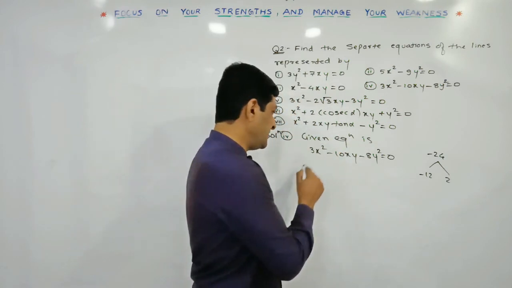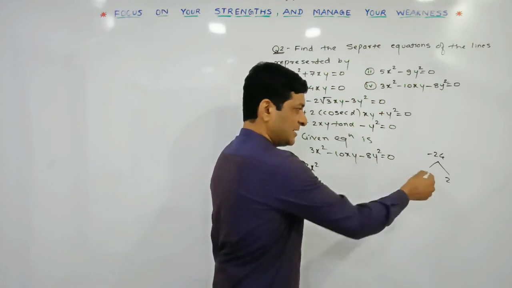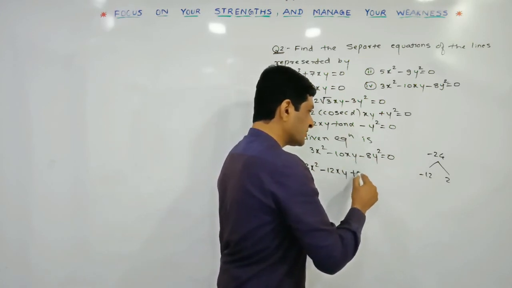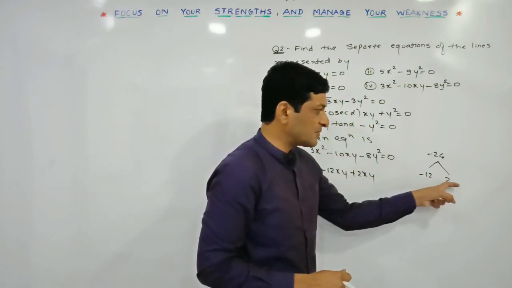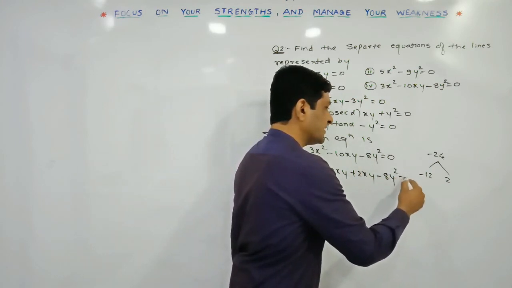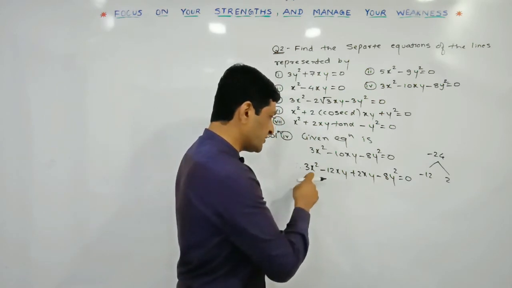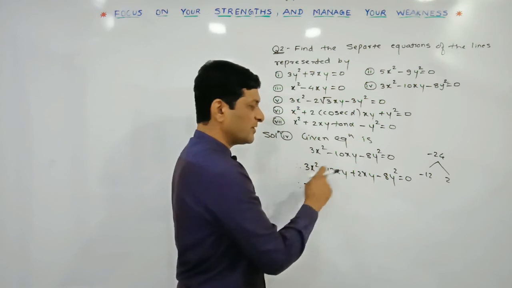So here 3x², keep it as it is. -10xy can be split up as -12xy + 2xy, since -10 can be split up as -12 + 2. Keep the last term, -8y² = 0, as it is. Now observe the first two terms. From the first two terms, can I take 3x common? Yes, we are able to take 3x common from both the terms.